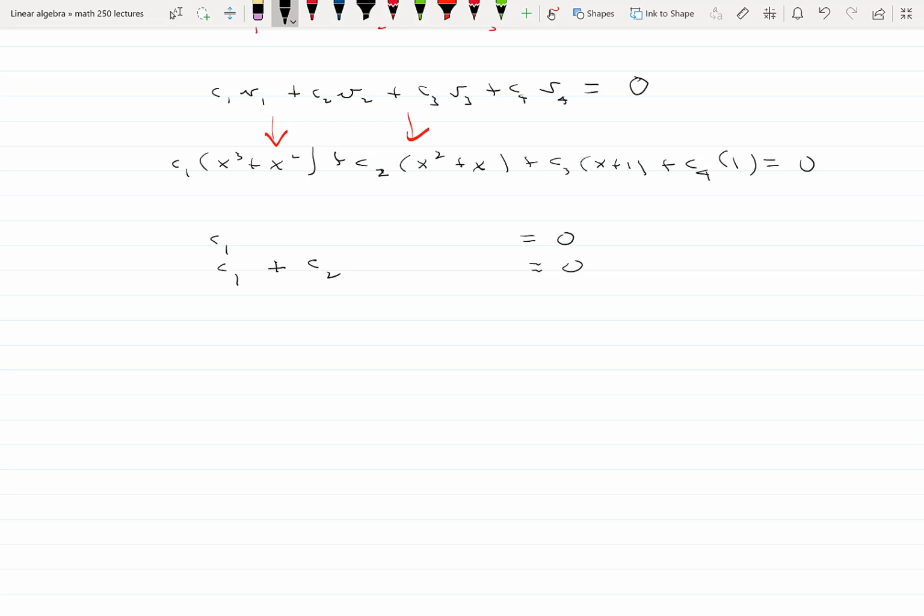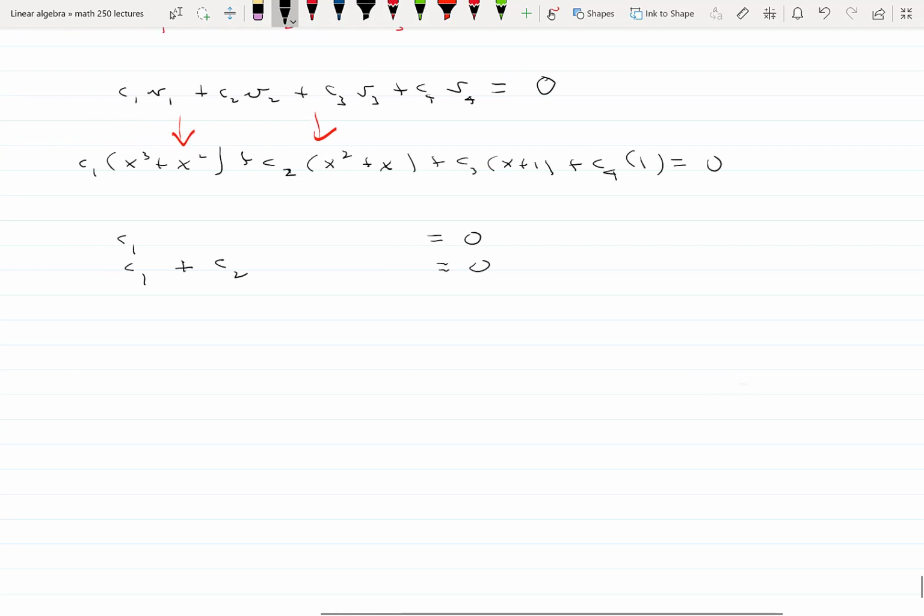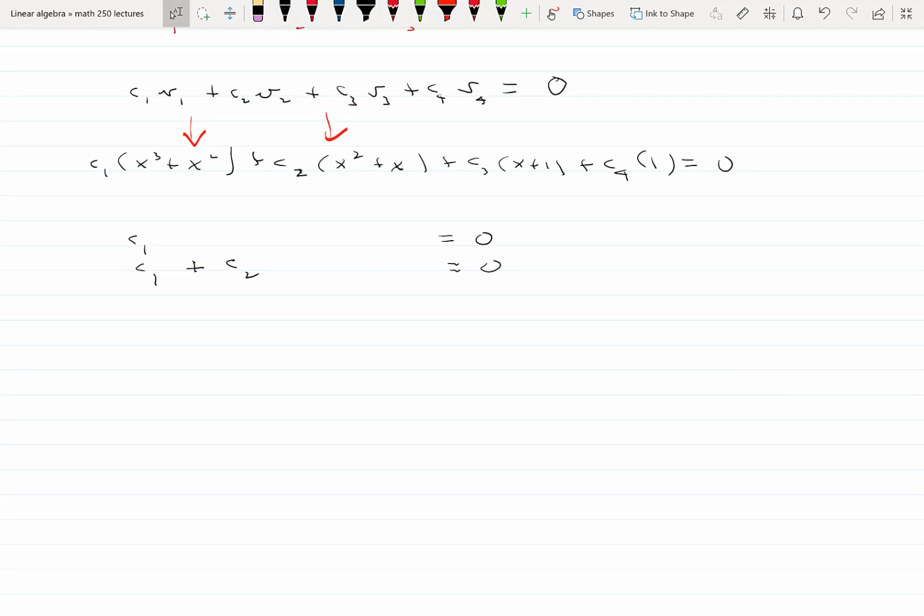Why does that have to equal 0? Because 0 is on the other side. Why do those have to equal 0? People might not be sure about what I'm doing here. I'll back up a little bit. It might not be real clear how I'm getting those.